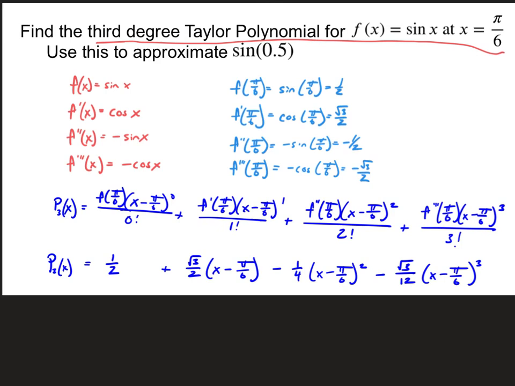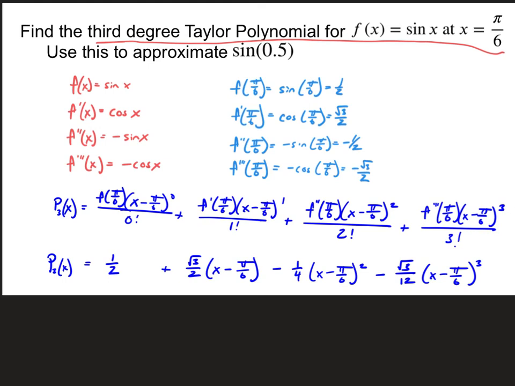Okay, so you'll see what I did up here in the red is I went ahead and did all of the derivatives, the first to the third derivative of sine of x, and then I plugged in the value pi over 6 into those respective equations. Then I came up with the Taylor polynomial. I followed my pattern, and I came up with the third degree polynomial being 1/2 plus the square root of 3 over 2 x minus pi over 6 to the first power minus 1/4 x minus pi over 6 to the second power minus the square root of 3 over 12 x minus pi over 6 to the third power.